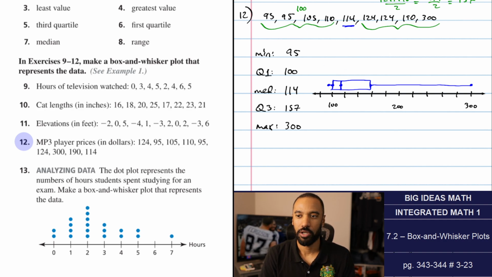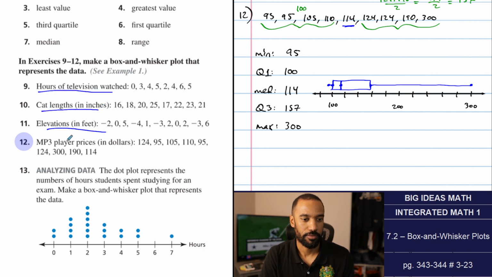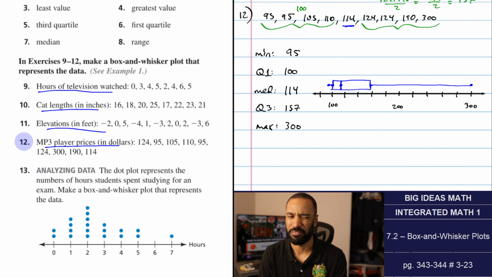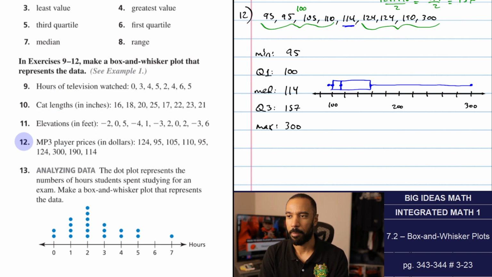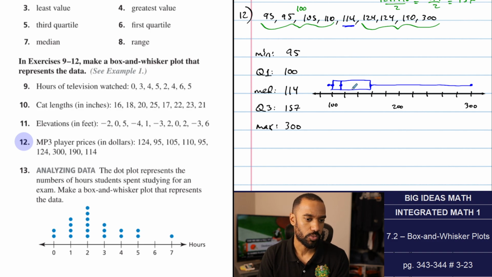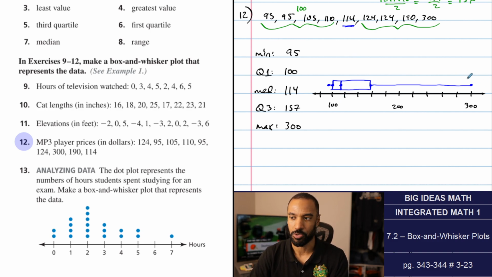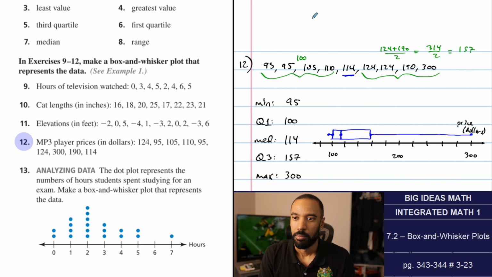If there's one thing I didn't copy down information-wise, it's the context. So if there's one thing I should fix, maybe not copy that down per se, but on this graph itself, you should probably be saying what it's at least representing, at least the values. Like this one was MP3 player prices. At least I just want to say price in dollars. Dollars.